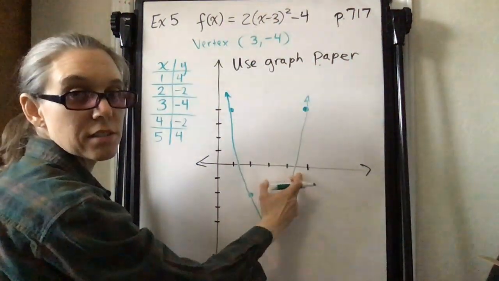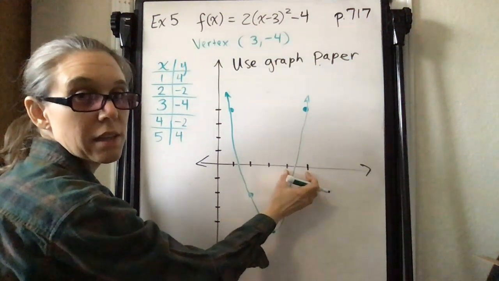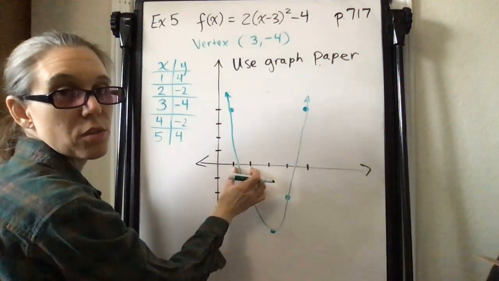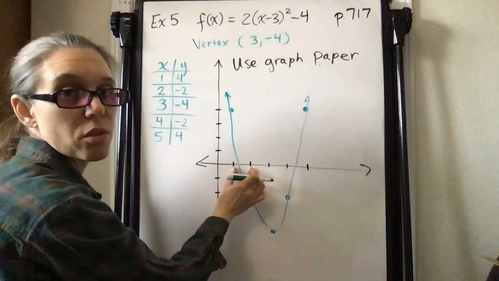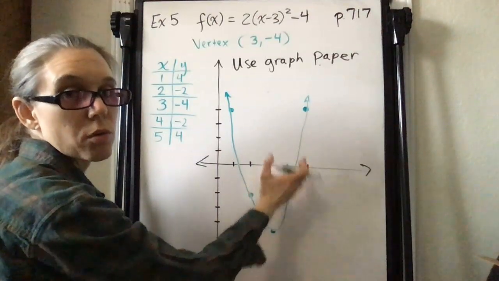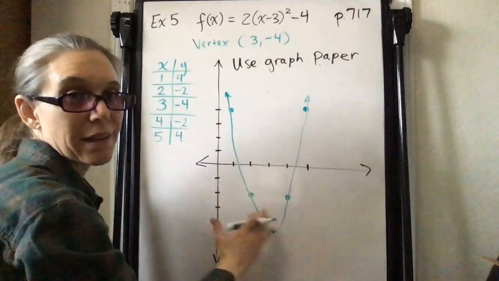Notice the x-intercepts are actually between 4 and 5 here and between 1 and 2 here. Make sure you do not go through 1 or 2 or 4 or 5. It's going to pass between.